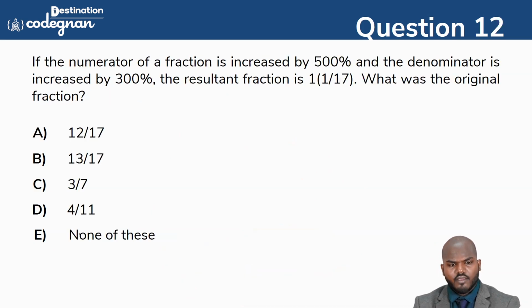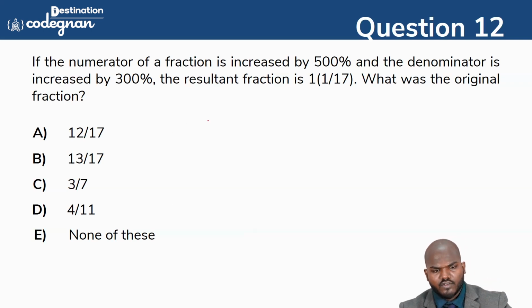One more question. The numerator of the fraction is increased by 500%. The denominator is increased by 300%. So the resultant fraction is 1 and 1/17. That is not a simple fraction, it's a mixed fraction. You need to write it in the mixed way only.